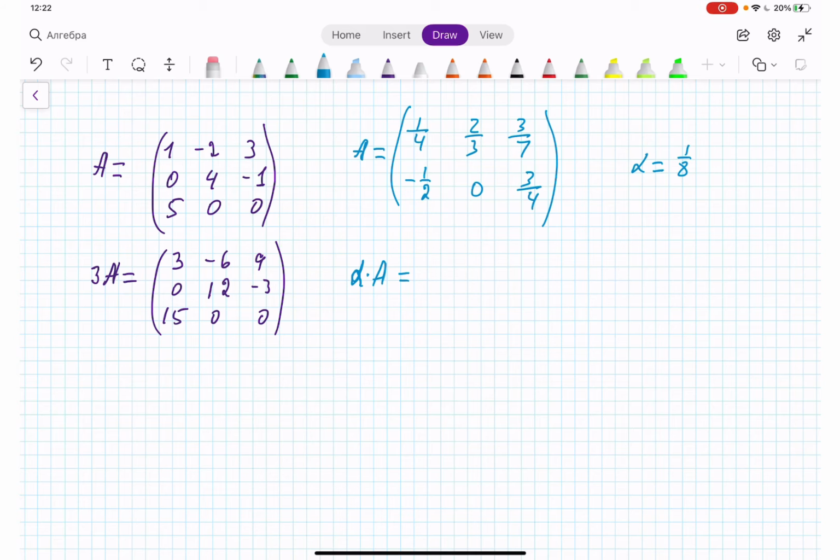1/4 by 1/8, it's going to be 1/32. 2/3 by 1/8, it's going to be 2/24, which is 1/12. Next, 3/7 times 1/8, it's going to be 3/56. -1/2 times 1/8, it's going to be -1/16. Here is 0. 3/4 times 1/8, it's going to be 3/32.